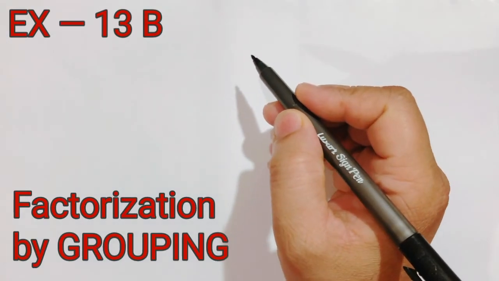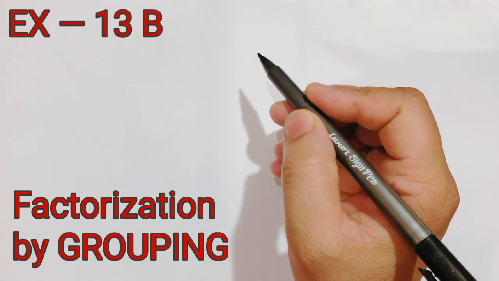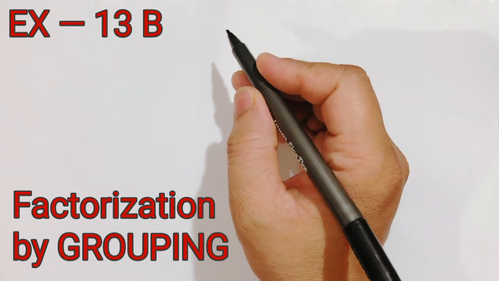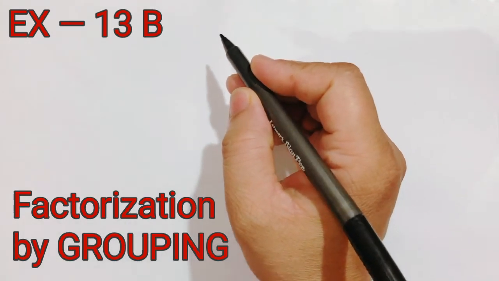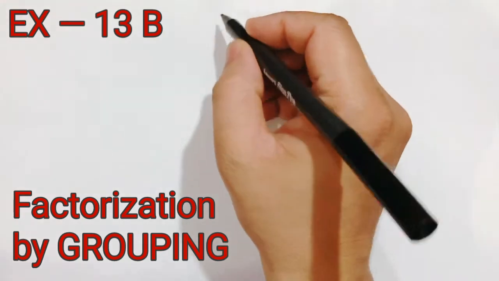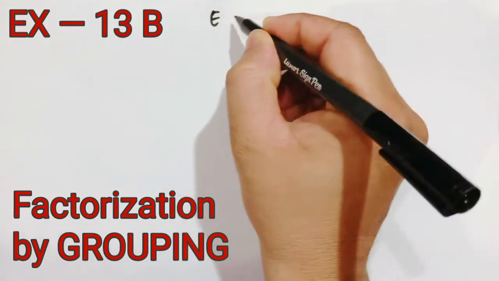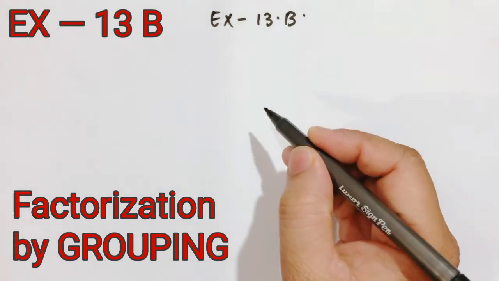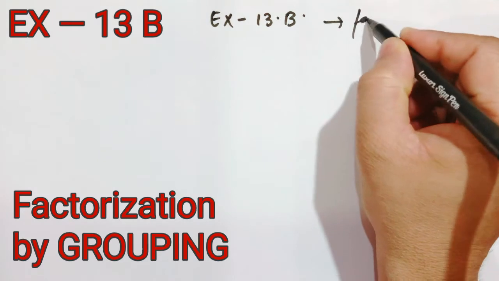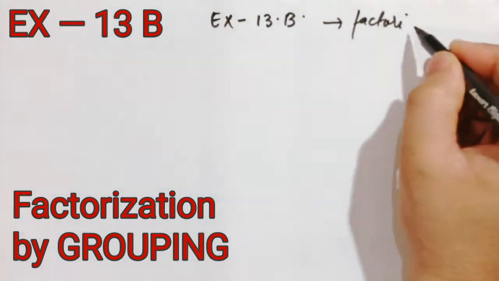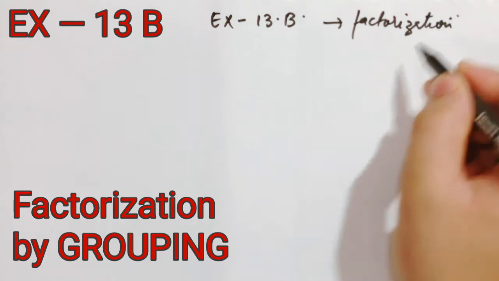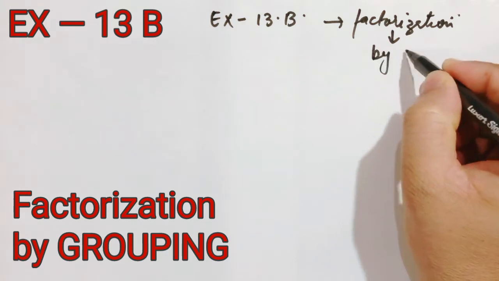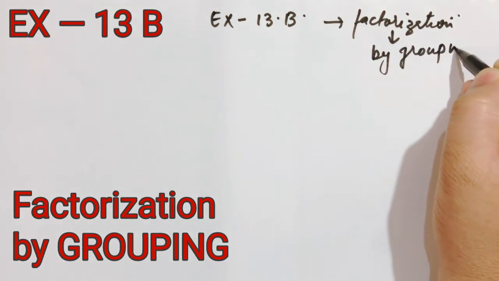So I hope you all have gone through exercise 13a, in which we studied factorization, which dealt with extracting the HCF. Now we shall come to exercise 13b. What is the speciality over here? This is also a type of factorization, but of another type, that is factorization by grouping.